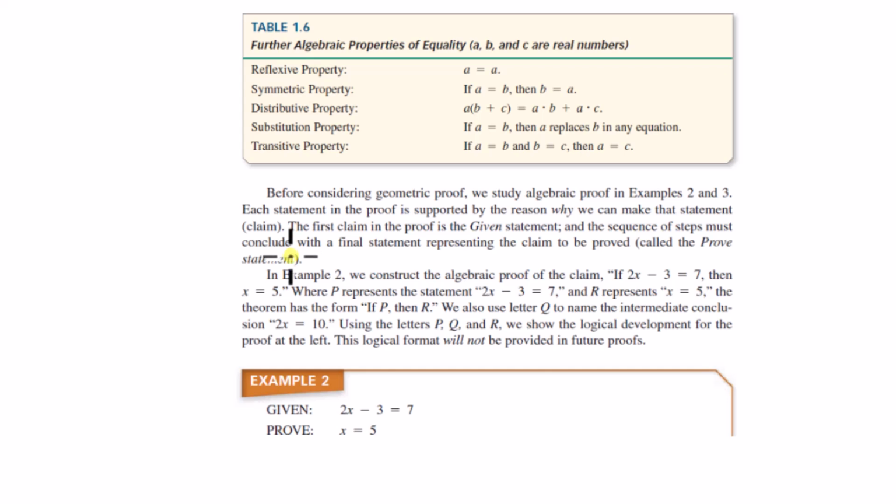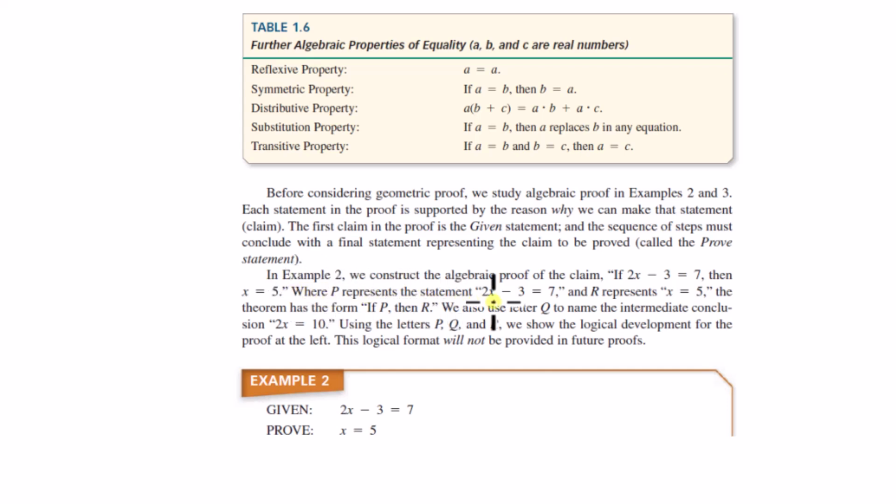So the first statement in a proof is going to be the given statement. You're stating the information you have, and then you're going to have a sequence of steps, and then at the end you're going to make the final proof statement, which is the whole point of the proof. You're trying to prove to the reader, or yourself, that the proof statement is true. That's the goal of the proof.